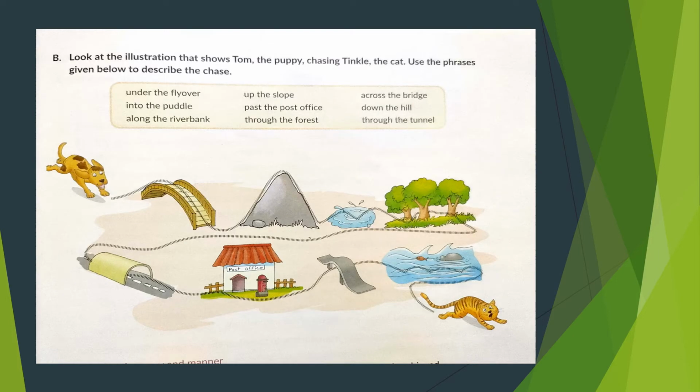Look at the illustration that is given here. It shows the puppy Tom chasing Tinkle the cat, and some phrases are here. You have to describe it. Let me help you with the first few sentences. Tom the puppy ran after his old foe, Tinkle the cat. Foe means enemy.